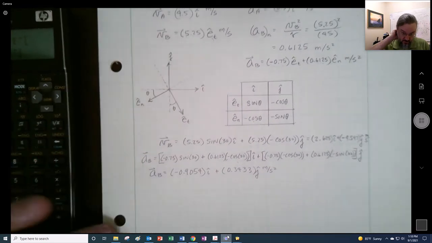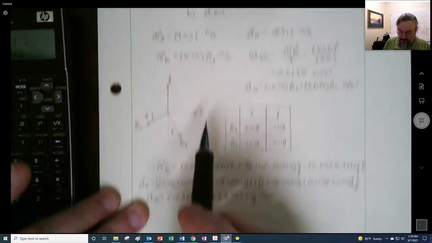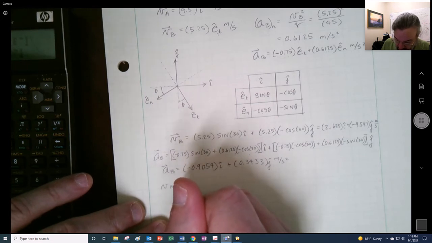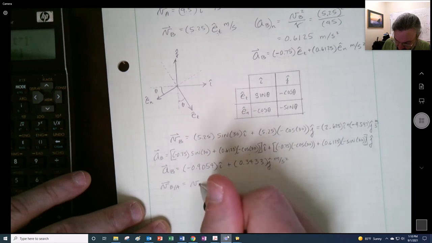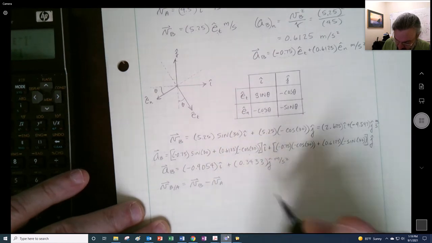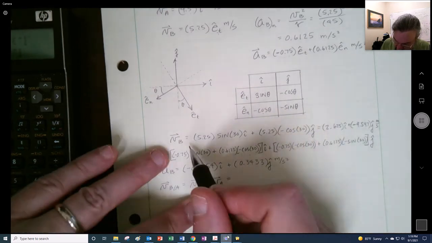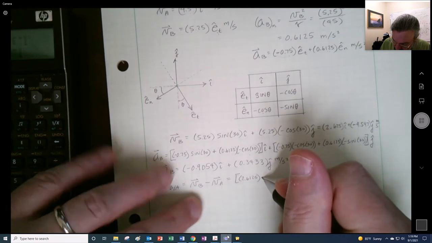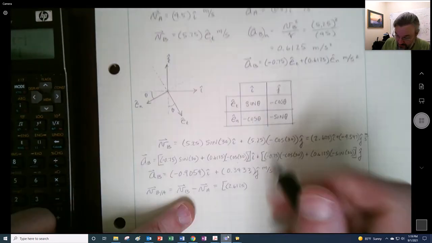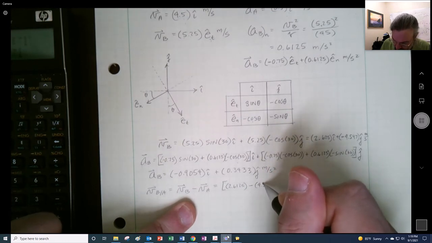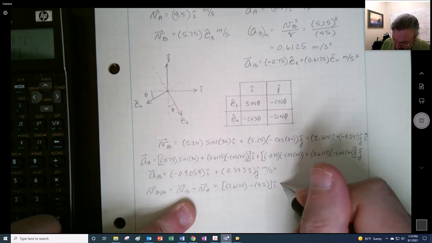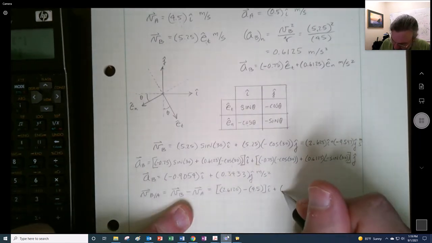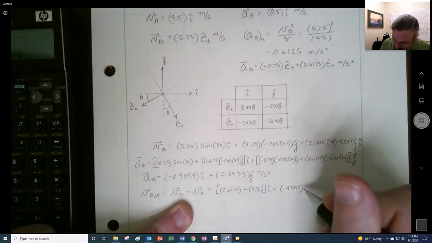Okay, so now we have this in I and J, and we have this in I and J. This is an I, and this is an I. So if we want to get the velocity of B with respect to A, we subtract out A from B. So B is this guy right here, 2.6125, and A is up here, so we're going to minus this out, minus 4.5, that's going to be I, plus, and now there's nothing in the J direction here, so this right here is just equal to that. Negative 4.547 J.